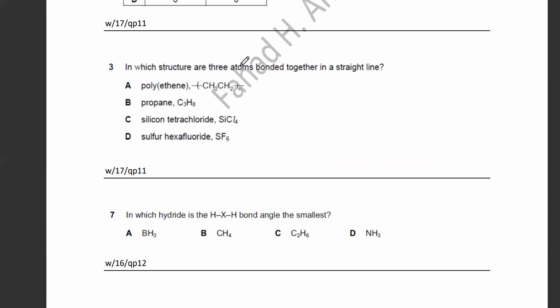Let's say this one. So it's saying, in which structure are the 3 atoms bonded straight together in a straight line? Straight line. So that means an angle of 180 degrees. So the first one is polyethene. Now polyethene is this thing. It's CH2 and CH2. And it just keeps on repeating.